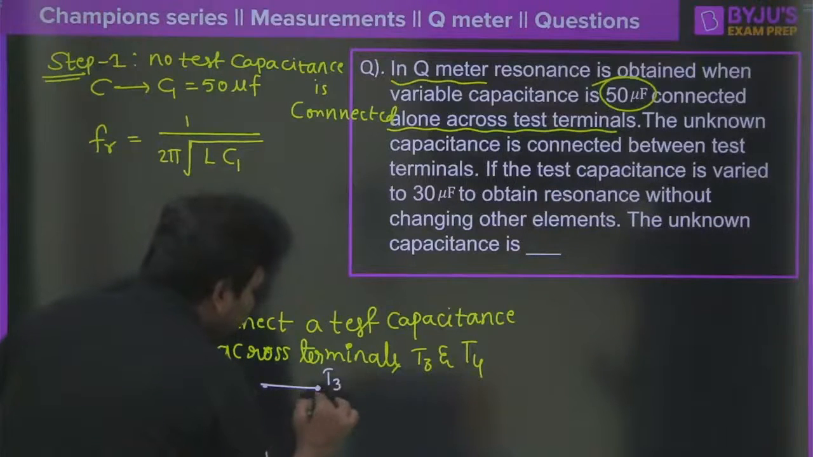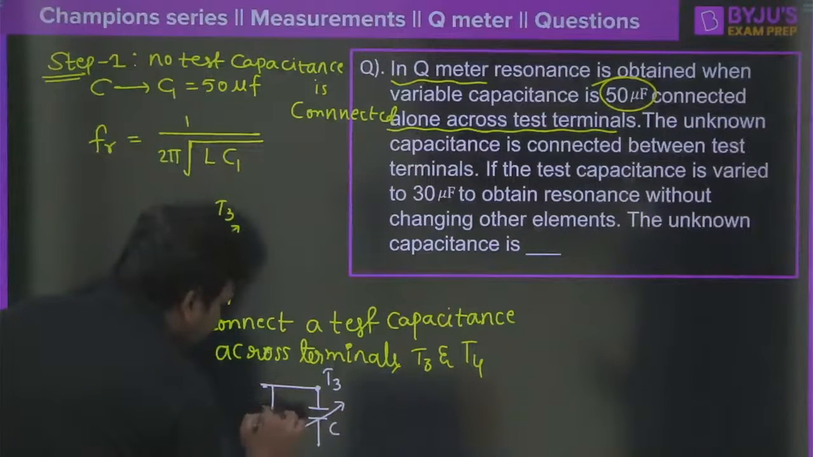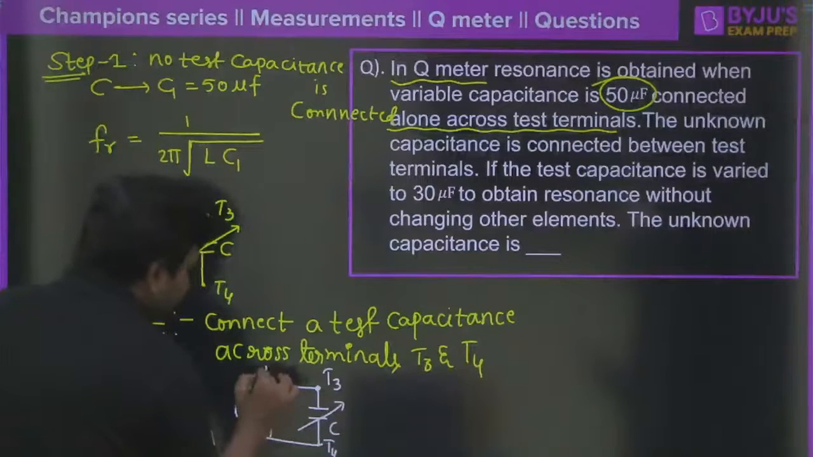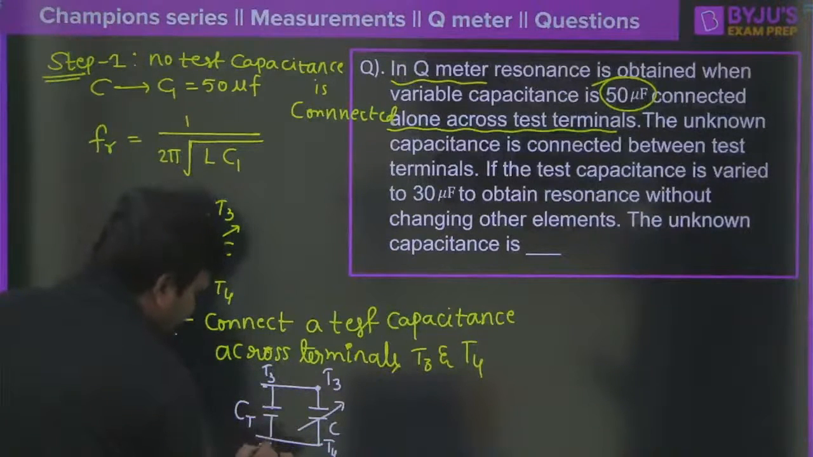This is T3 now, and on this side the capacitance is this C. Of course, this is C here only, and here we are connecting one more capacitance which we don't know, CT. Clear? So this is going to be T3 here, and this is going to be T4. Same, I can say this is T3 and this is T4.